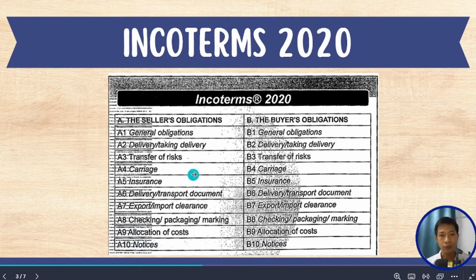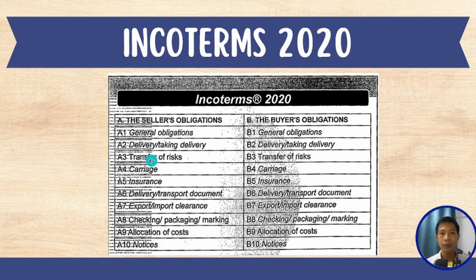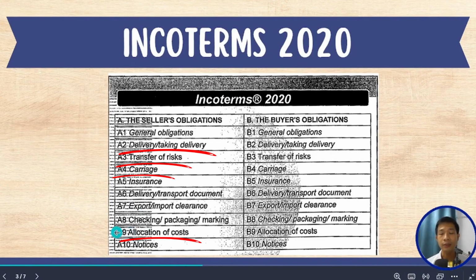The four main points we focus on in the Incoterms are delivery, which is the place where the goods are transferred; transfer of risk, which refers to the transfer of risk; carriage, which pertains to transportation; and allocation of costs, which relates to expenses.